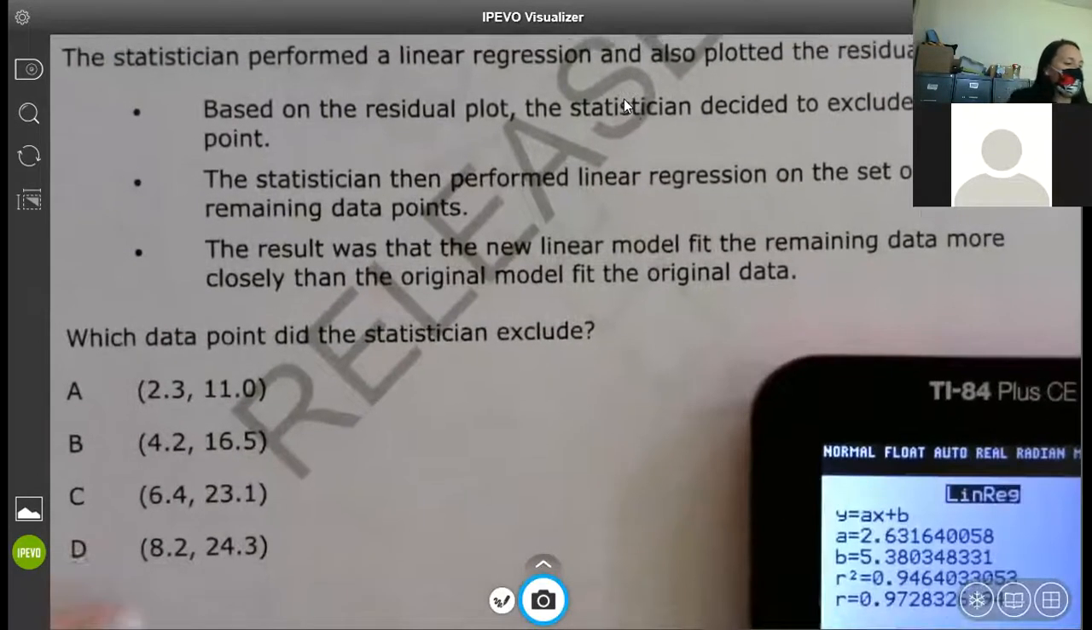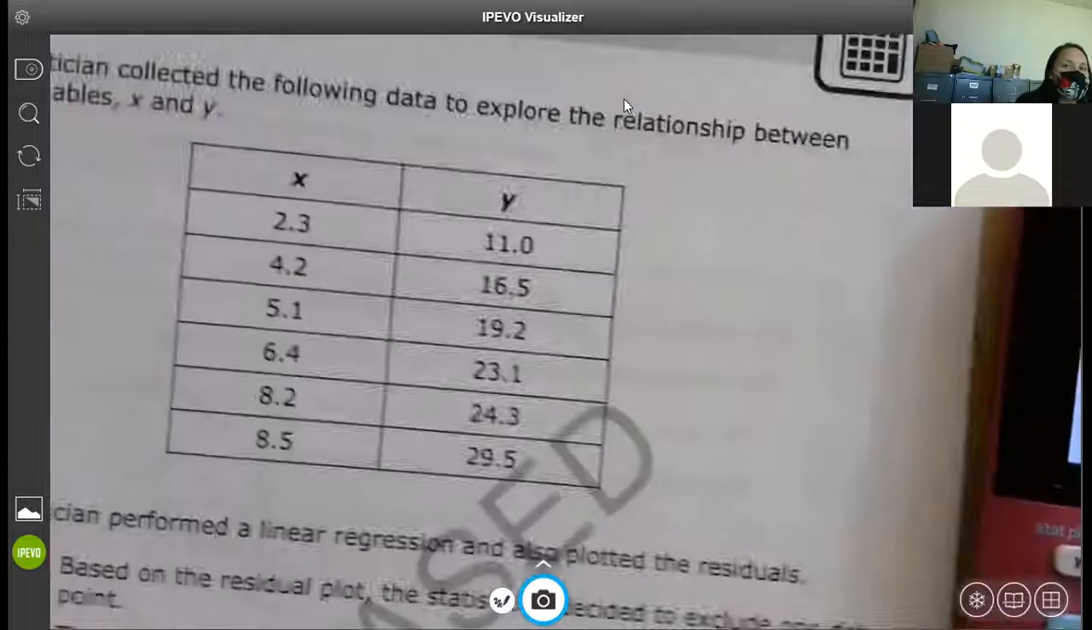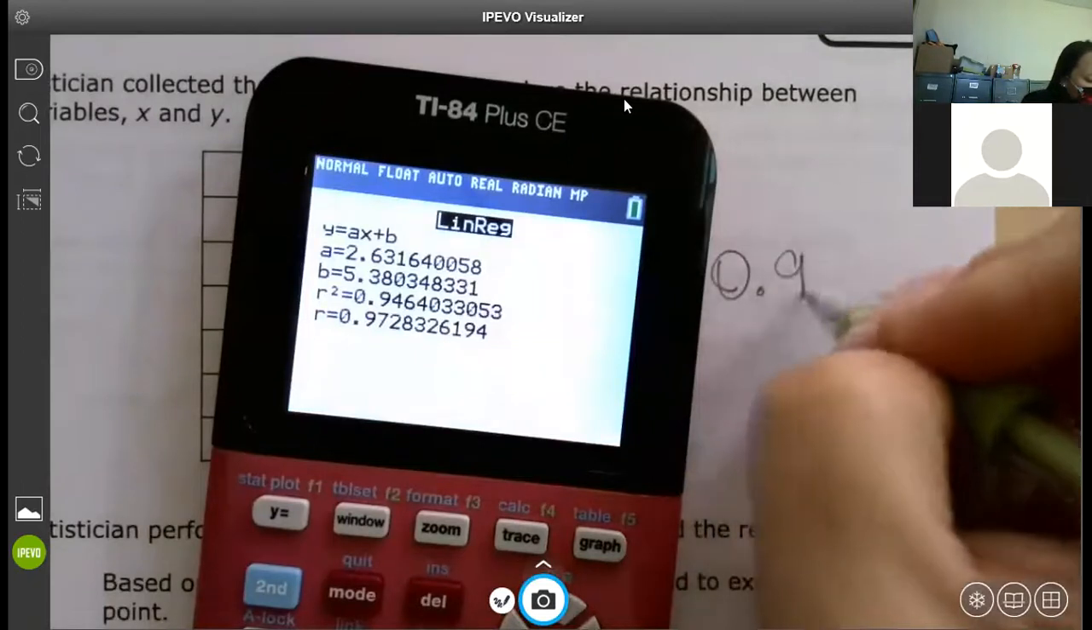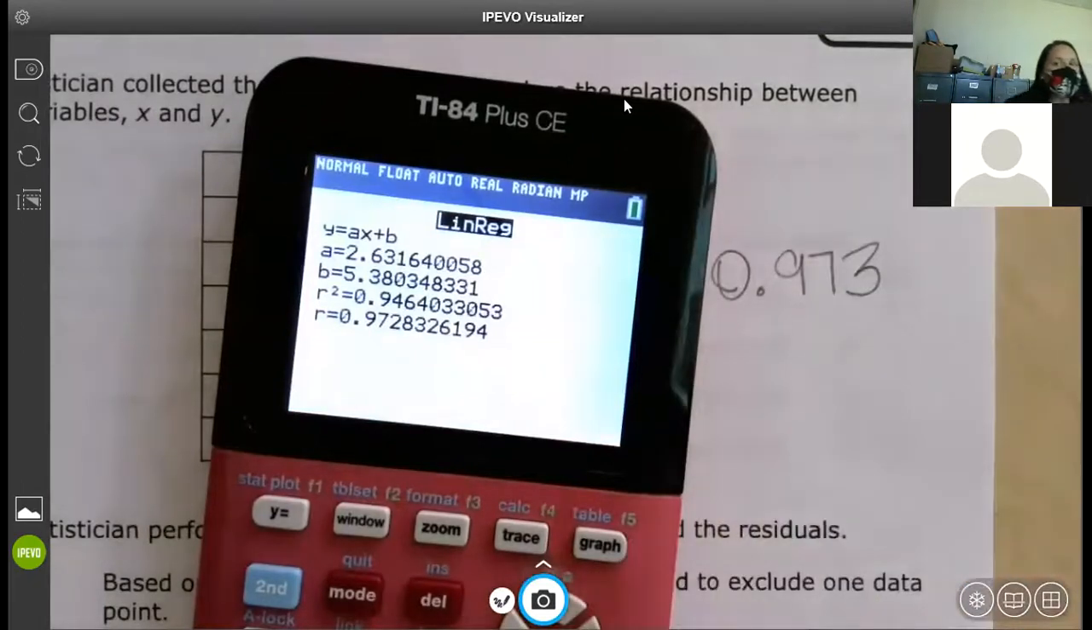So right now, with this data, and I'm going to write this number up here. Remember, R tells us how good it is. So right now, it's 0.973 or 0.9728. I don't care what you write. He took one of those points out and it got better. So we're going to take those points out. We're going to see which one gets better. That's all you do. Okay.